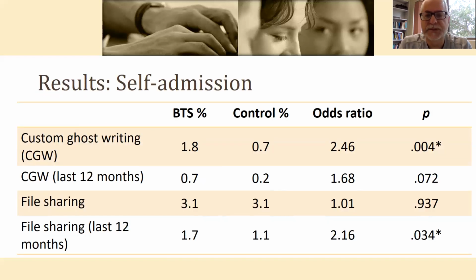The result was that participants in the Bayesian Truth Serum condition admitted to submitting custom ghostwritten assignments at a rate of almost 2.5 times more than participants in the control condition, which was significant, and nearly significantly more in the last 12 months. For file sharing, having ever done this, it was quite close between the two conditions, but it was significantly more in the last 12 months for the Bayesian Truth Serum group, who admitted to doing this more than 2 times as often, or more than 2 times as many people admitted to doing this, I should say, as the control condition.